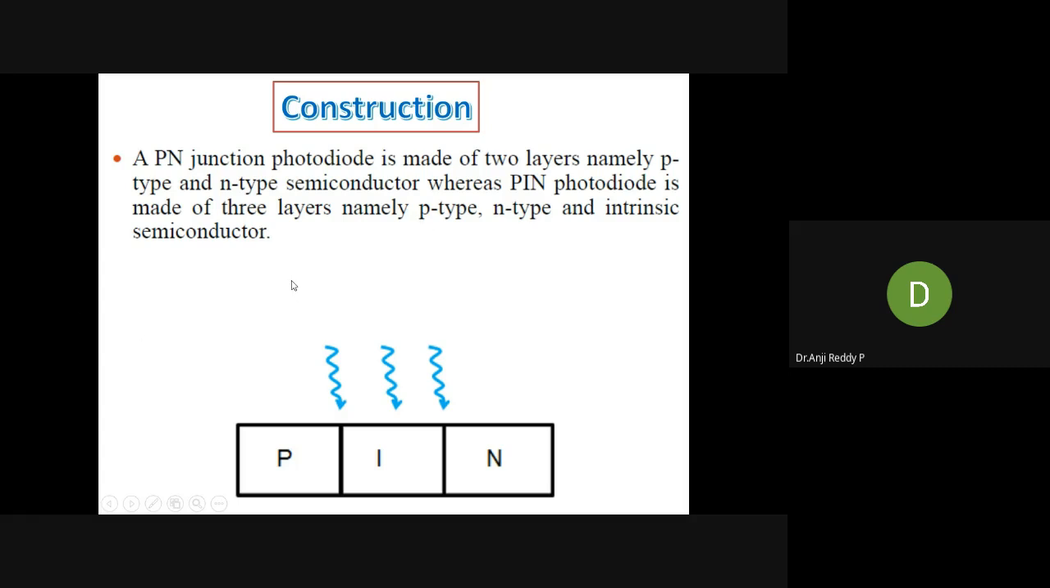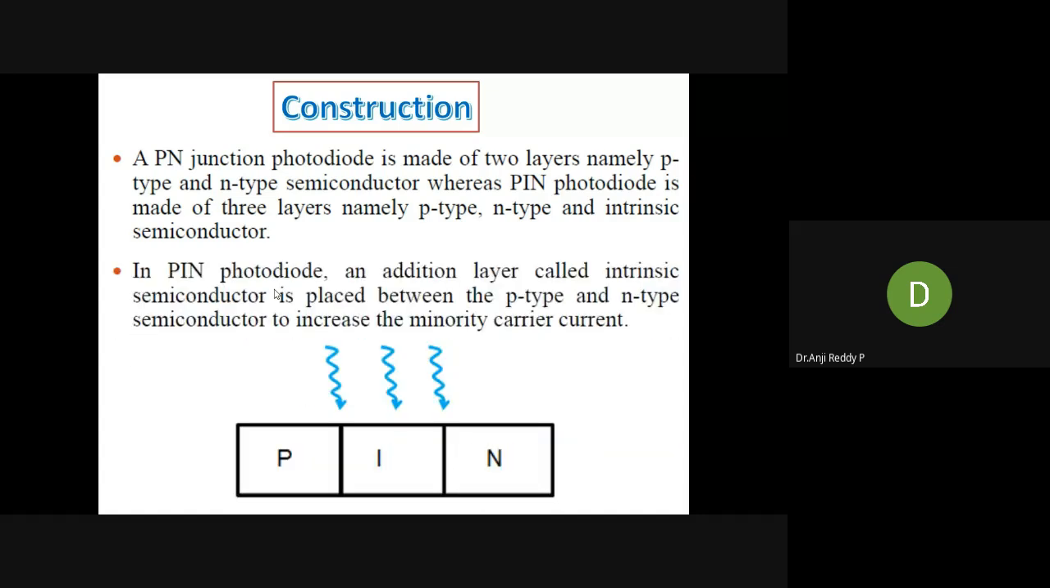In construction, you can observe PN junction photodiode is made of only two layers. Those are P-type and N-type semiconductors only. But in case of pin photodiode, we are having the three layers. What are those? P-type, N-type, and intrinsic semiconductor. Then what is the use of that intrinsic semiconductor?